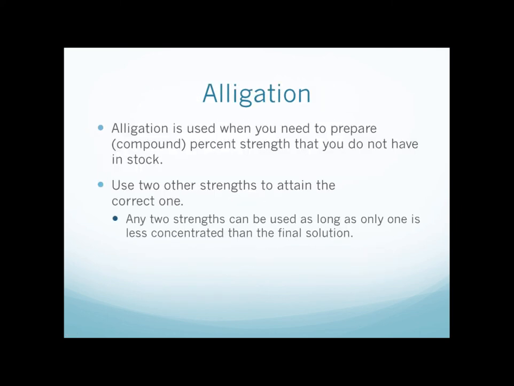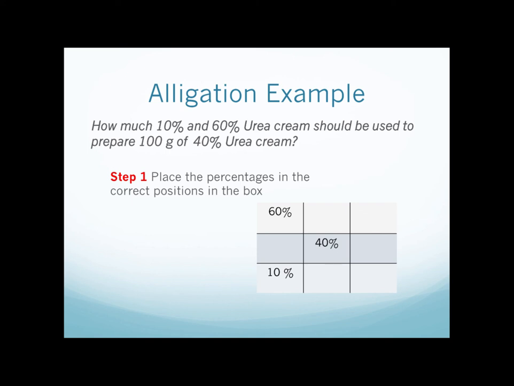Alligation is used when you need to prepare a compound that you don't have in stock. Generally you have a compound that might be too strong and one that isn't strong enough, or maybe doesn't have any active ingredient at all, and you would combine those two to make the right percent strength. The question says, how much 10% and 60% urea cream should be used to prepare 100 grams of 40% urea cream? I'm going to draw a tic-tac-toe box, and put the percent strength that I want in the center of the box. That's what I'm aiming for, 40%.